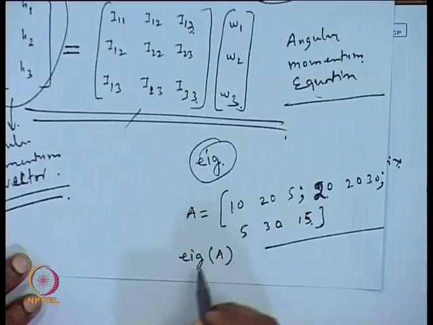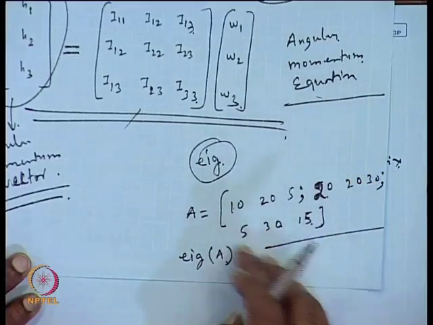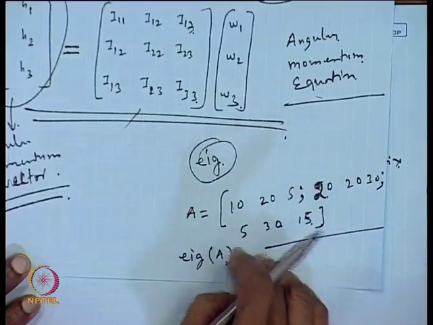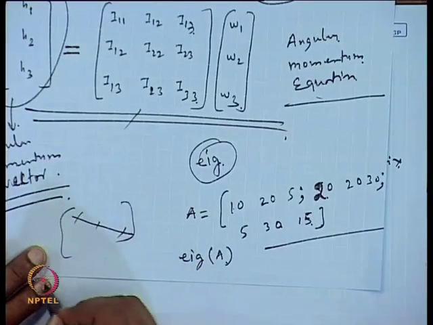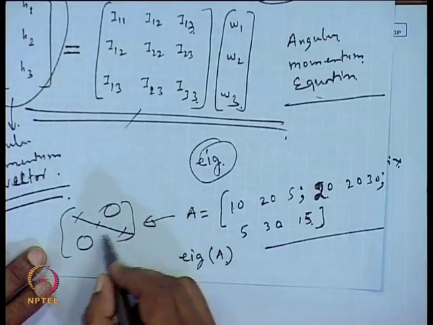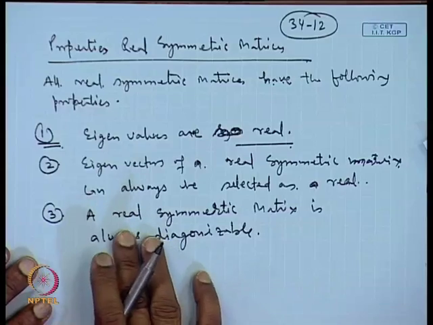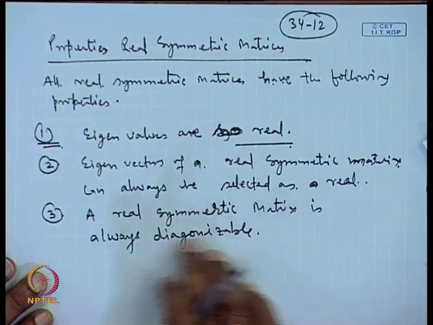If you give this eig command, and this is obviously a real symmetric matrix, you will see that the matrix has only the diagonal entries, these 3 entries, and the rest of the entries are 0. So, this implies diagonalization. Only a real symmetric matrix has this property that it is always diagonalizable.